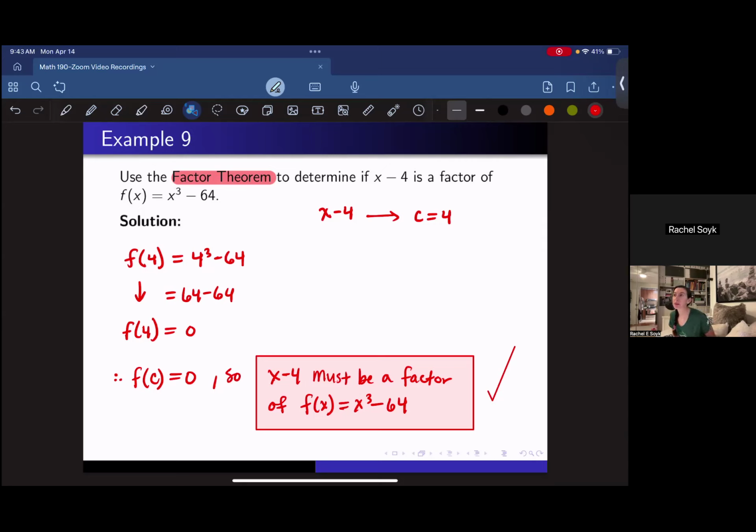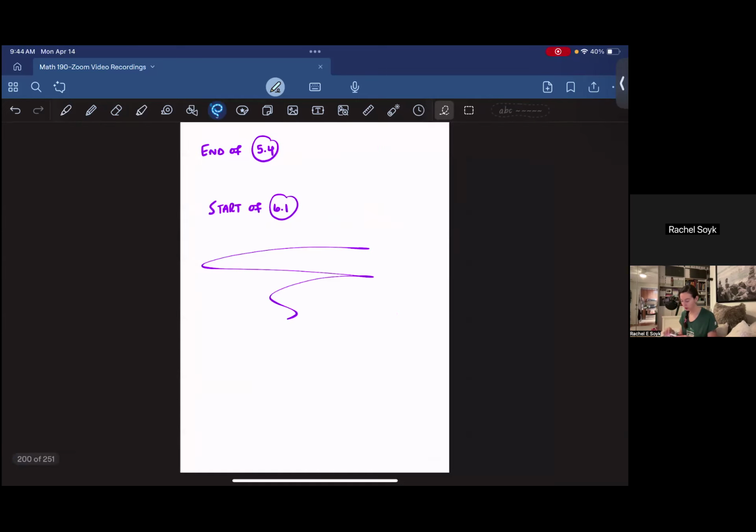I don't normally see both of them on the final exam, but I usually see at least one, and it changes from year to year. All right, and I believe that was our last question from this section.